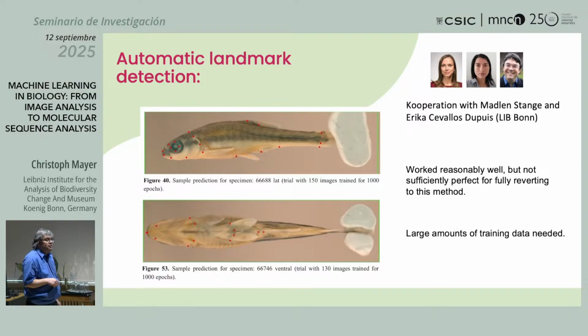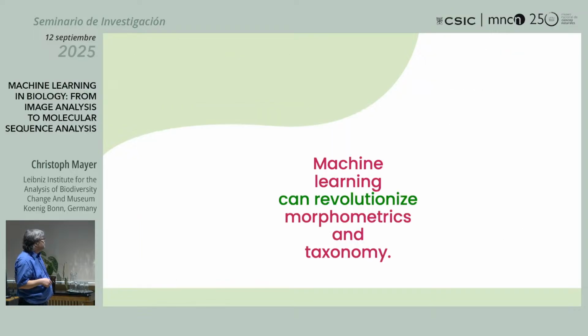A disadvantage is that you still need a lot of training data for these here. This is a really difficult task for machine learning, it turned out to be more difficult. Yeah, this is also what we use neural networks for. Machine learning can revolutionize morphometrics and taxonomy by using all these methods here.